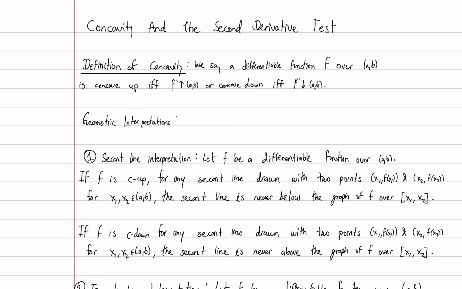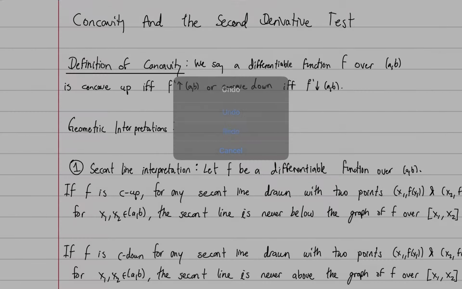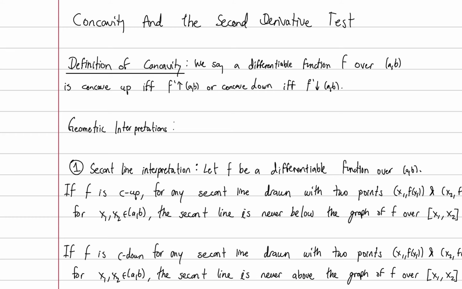All right, and to recall, the definition we're going to be using, at least for the first year calculus class, right? The definition of concavity we're going to use is we say a differentiable function f over (a, b) is concave up if and only if f prime is increasing, or concave down if and only if f prime is decreasing. Now, this definition has certain geometric interpretations that I did prove, so if you do want to check it out, it's going to be linked.